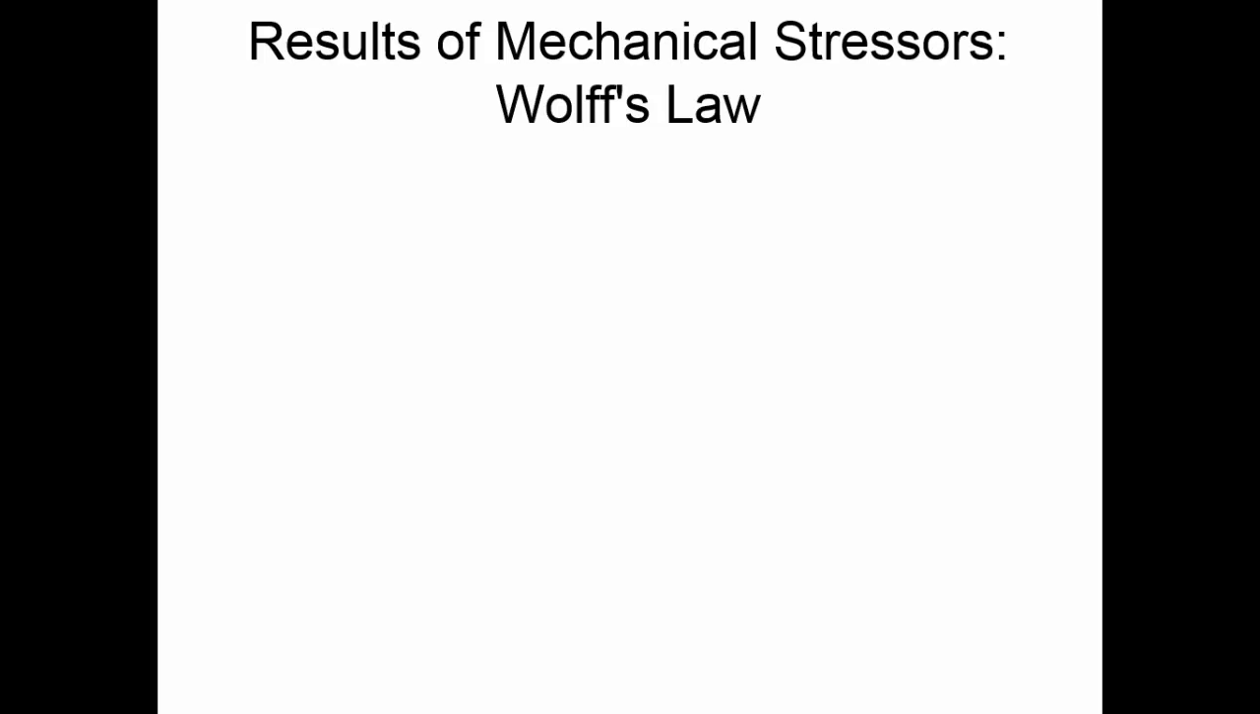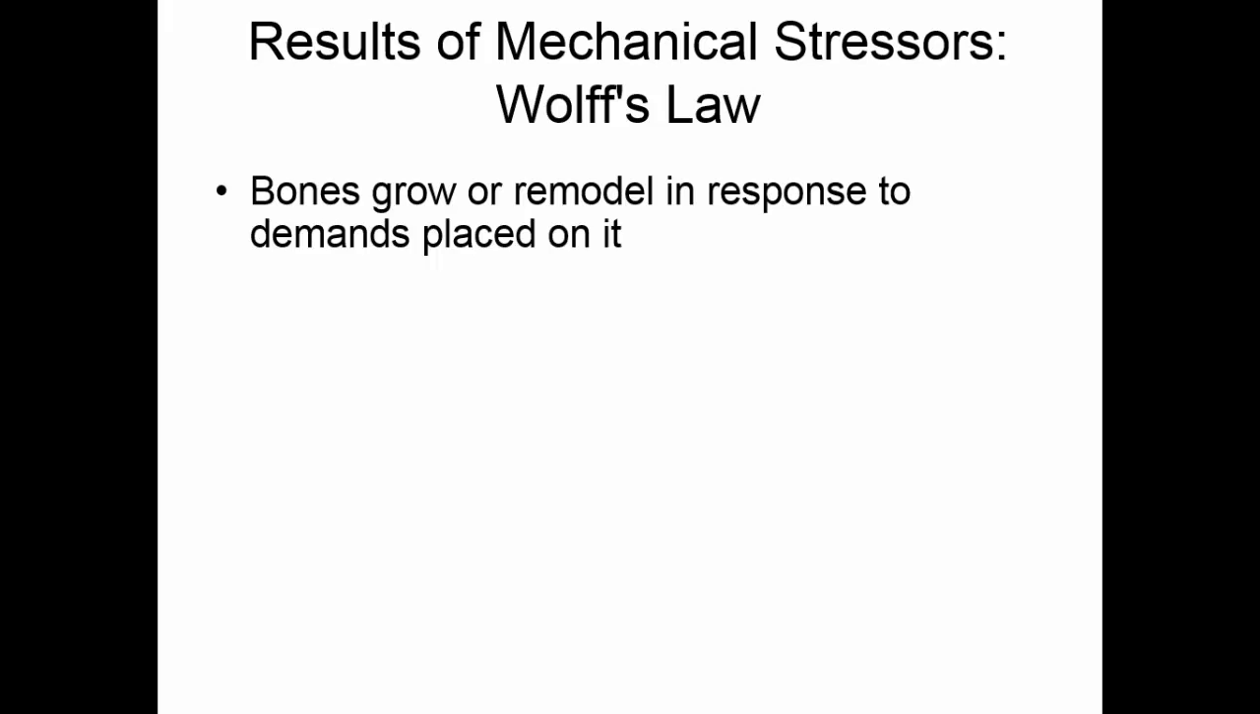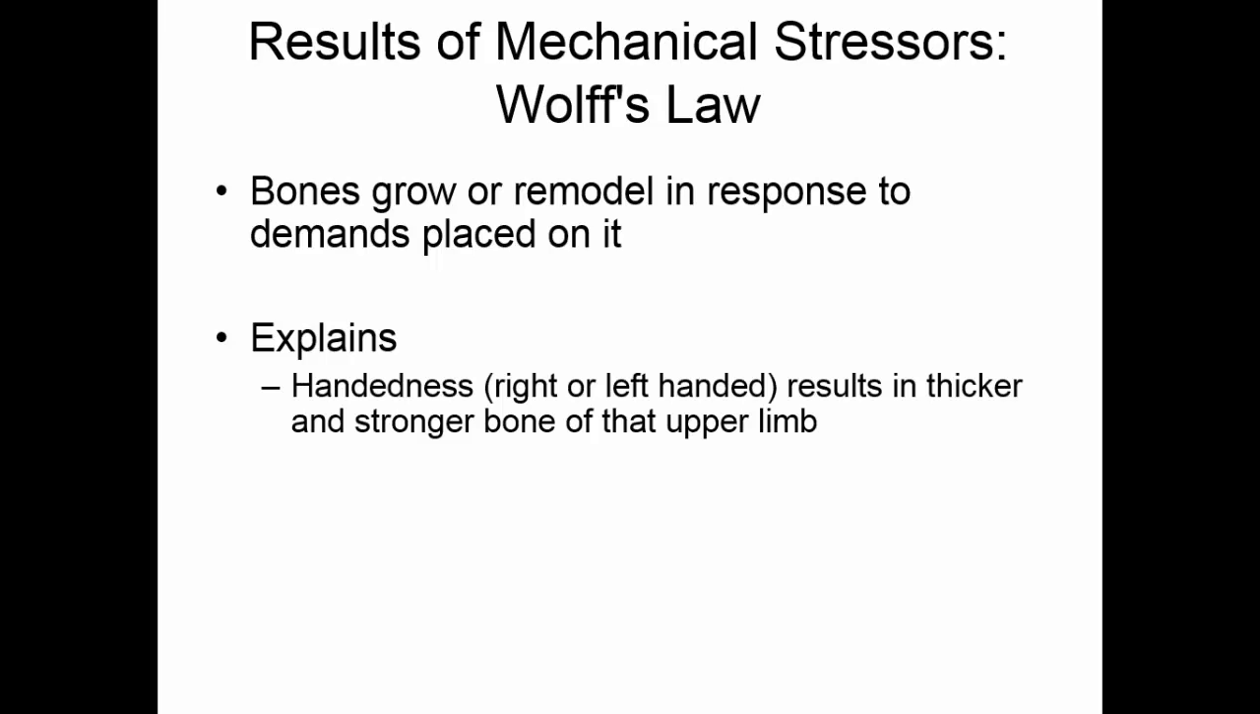The results of mechanical stressors on bone remodeling follow Wolff's law. Bones grow or remodel in response to demands placed on them. This explains a number of things. Whenever we look at a skeleton, we can tell whether it was right-handed or left-handed because the bones on the dominant side are thicker and stronger in the upper limb. They will have more prominent bone markings.